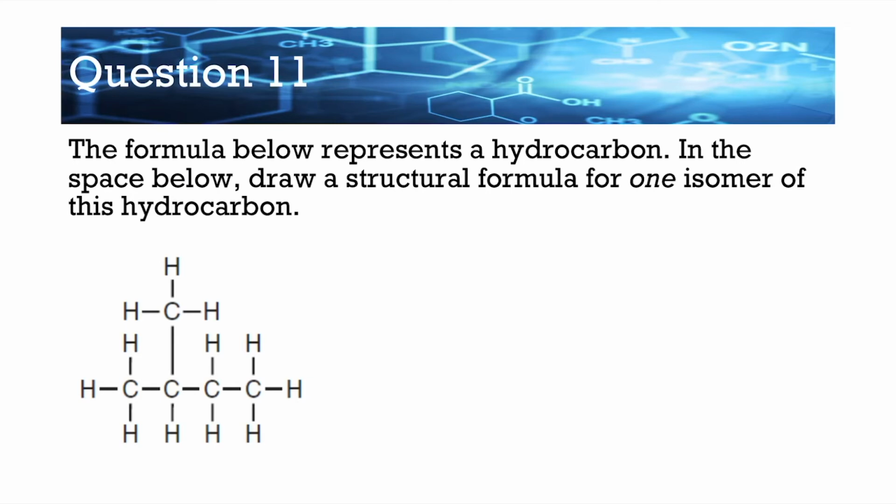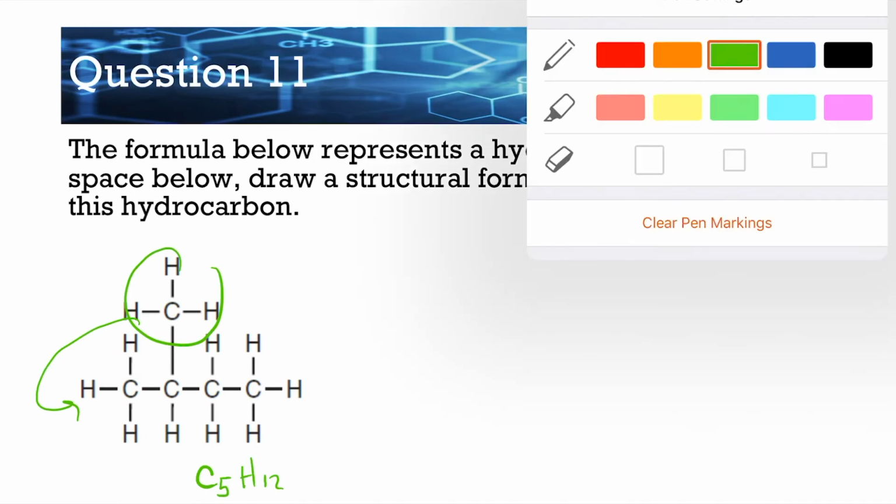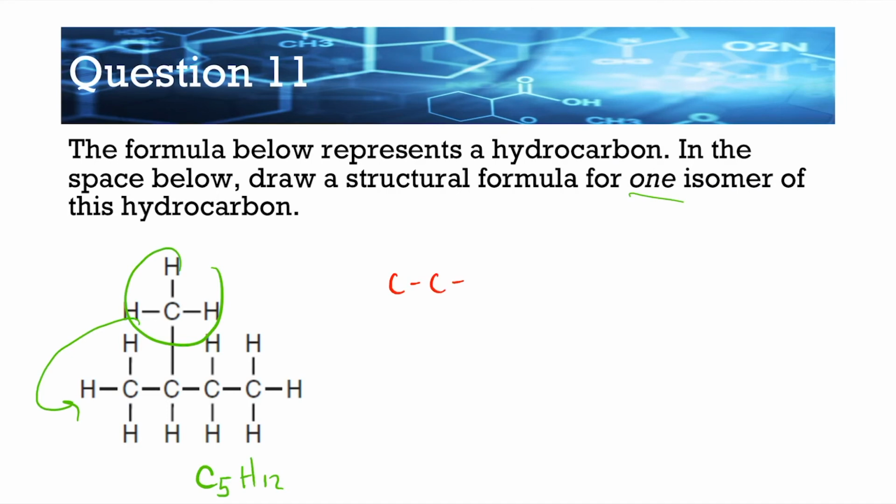This one says, now we're into some drawing questions. In the space below, draw a structural formula for one isomer of this hydrocarbon. So, one thing you want to do, I think what would be easiest, is just pop this branch somewhere else. So, this formula has 5 carbons and 12 H's. So, there's a few different ways you could do it. One option is drawing it like this.